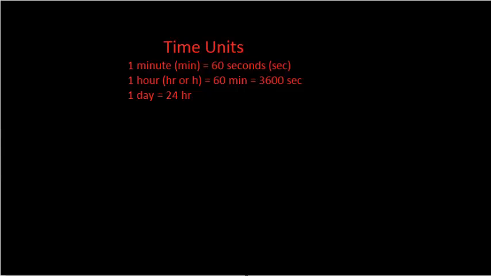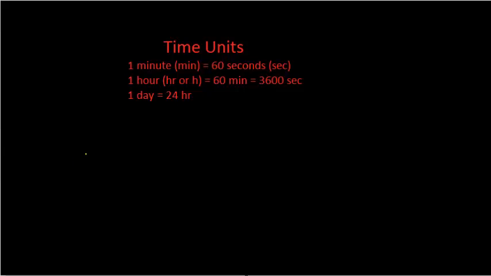One unit of measurement we haven't talked about is time. Again, that breaks down into seconds, minutes, hours, and days, and months and years, but we're not going to talk about those. So we see here 1 minute is 60 seconds, an hour is 60 minutes, or 3,600 seconds, and 1 day is 24 hours.